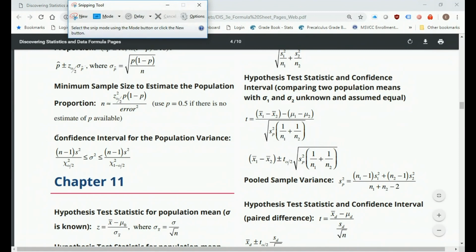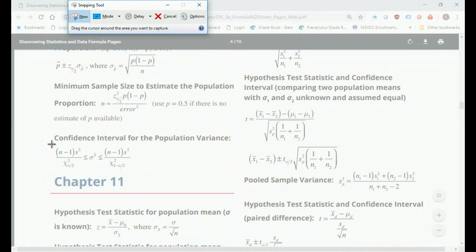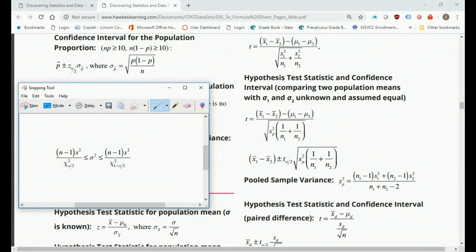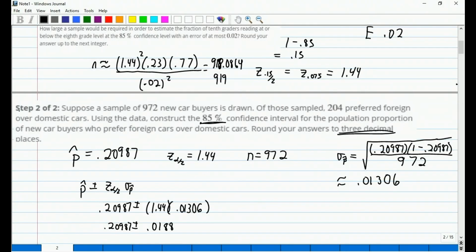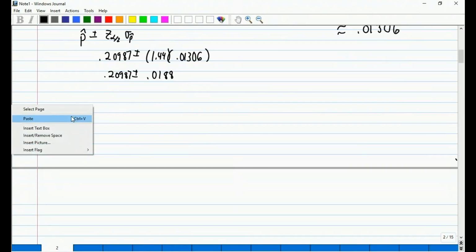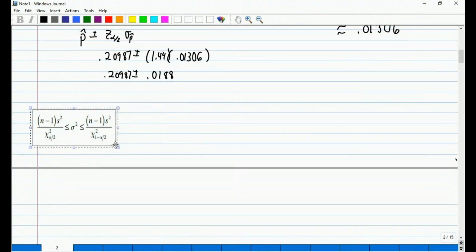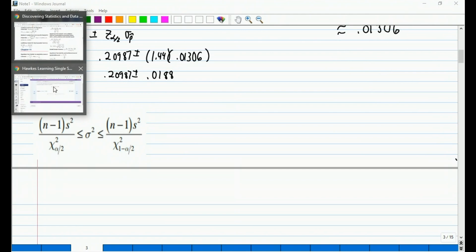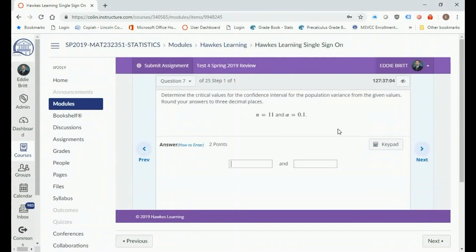And here it is right here. So I'm just going to copy this down. And it looks like this is for variance. All I actually want is the critical values, even though I'll put it here. If I was doing the entire confidence interval, that's what I would want. But all it's asking me for was the critical values. This may be a two-step problem, though. No, this looks like a one-step problem. So n equals 11 and alpha equals 0.1.